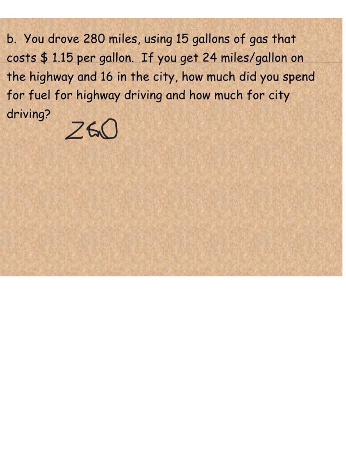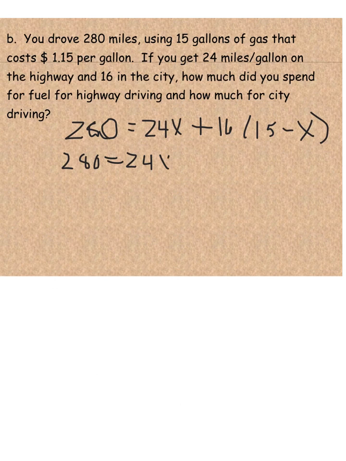So we're going to take the 24 miles per gallon for the highway, and we're going to add the 16 miles per gallon in the city. Again, we're going to multiply this by the 15 gallons total minus X, which represents the highway. So we have 280, which equals 24X plus 240 minus 16X.